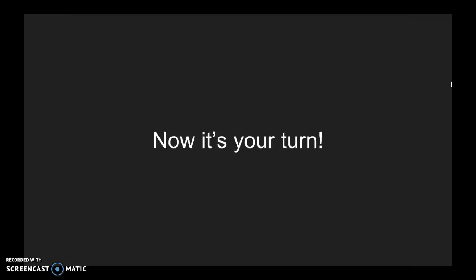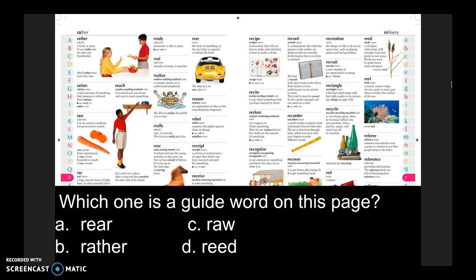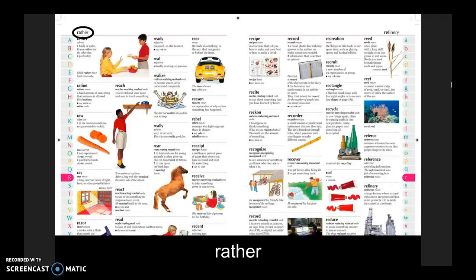Now it's your turn to look at a dictionary and encyclopedia. Here's another page from a dictionary. Your first question is, which one of these words is a guide word on this page? Is it rear, rather, raw, or read? If you said rather, you are correct. Rather is the first guide word because rather is the first word that appears on this page.